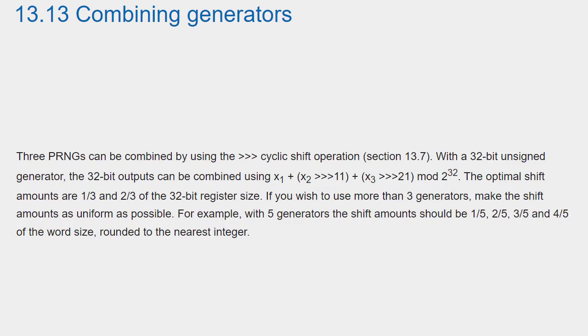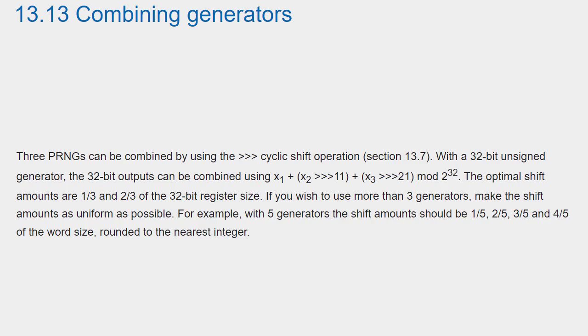3 PRNGs can be combined by using the cyclic shift operation, section 13.7. With a 32-bit unsigned generator, the 32-bit outputs can be combined using [x1 + (x2 cyclic shift right 11) + (x3 cyclic shift right 21)] mod 2^32. The optimal shift amounts are 1/3 and 2/3 of the 32-bit register size. If you wish to use more than 3 generators, make the shift amounts as uniform as possible.